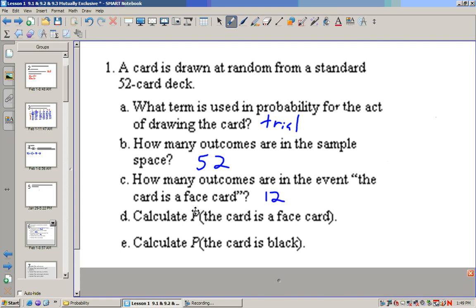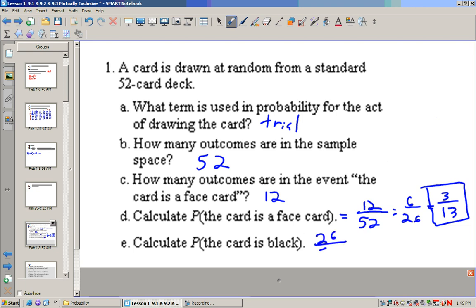If I wanted to find the probability that the card is a face card, well, there are 12 face cards in a deck of 52 cards. So 12/52, which could go down to 6/26, which can go down to 3/13, which really makes sense because there's 13 cards in the suit, and 3 of them are face cards. The probability the card is black: there's 26 cards that are black out of 52, which can reduce to 1/2.